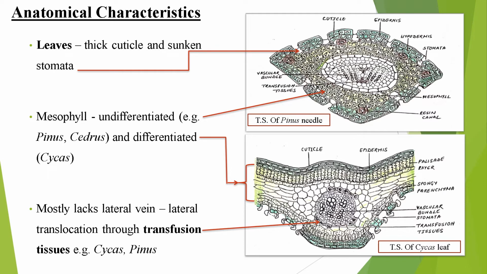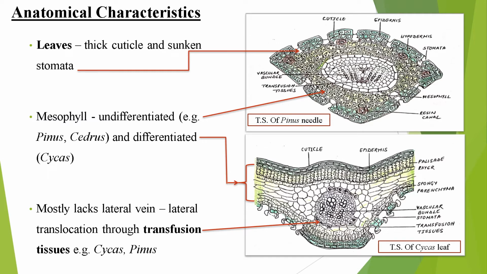The mesophyll of leaf may be undifferentiated. For example, you can see in this figure, in case of Pinus, the mesophyll zone is made up of similar type of cells, that is quite undifferentiated, or the mesophyll may be differentiated as in the case of Cycas. Here you can see in the diagram the mesophyll area of Cycas is made up of two types of cells, elongated palisade layer and the other spongy parenchymatous cells.